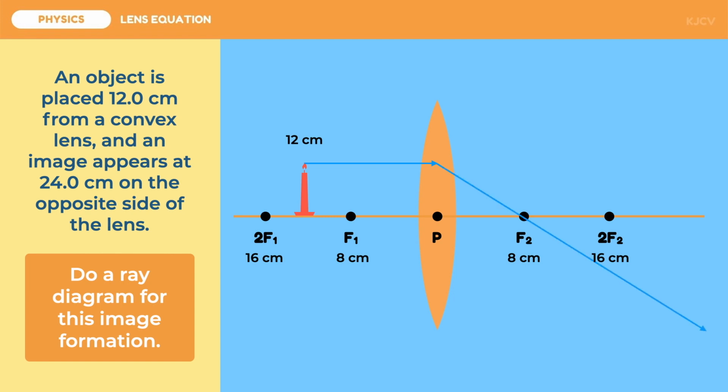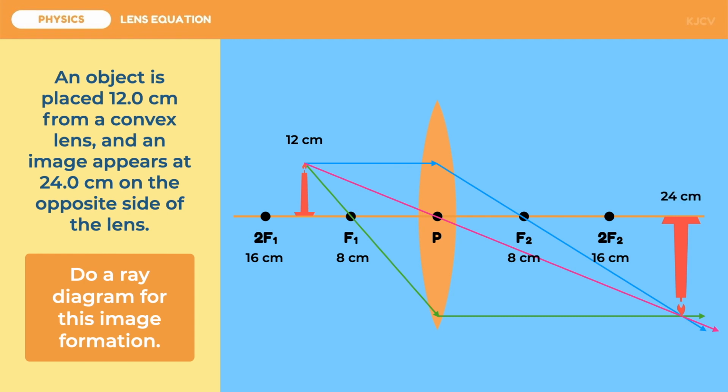For the incident focal ray, we have a ray from the top of the object going to f sub 1 until it reaches the lens. It will refract away to the lens parallel to the principal axis. Lastly, we have the central ray that will pass continuously from the top of the object to the optical center and away from the lens. The point of intersection is the position of the image. As we can see here, the image is real, inverted, and enlarged. This agrees to our computed image distance of 24 centimeters and a magnification of negative 2.